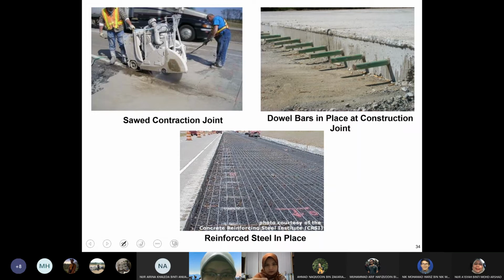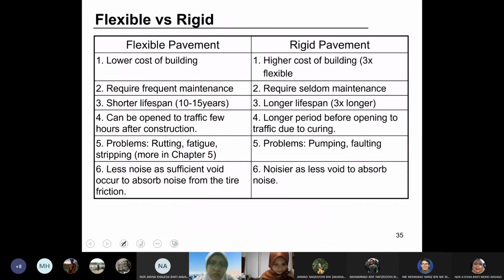And then we have the dowel bar. Dowel bar tu to connect between the two joint, the two slab. Slab tu dia akan datang by section. Section 1 akan gabung dengan section 2. So in between nak menggabungkan dua tu, dia akan letak this dowel bar. Right? This is the steel mesh, right? And for steel, where you put it on in place.